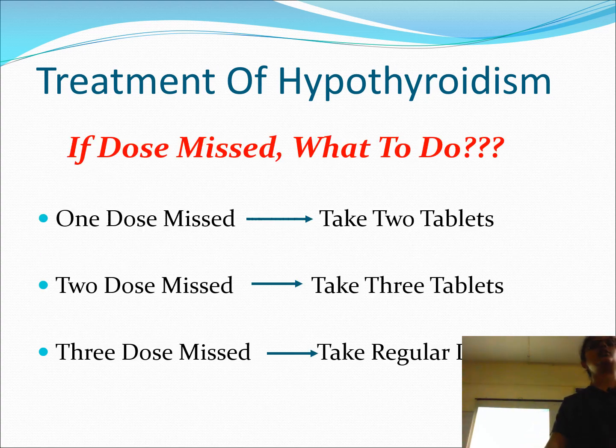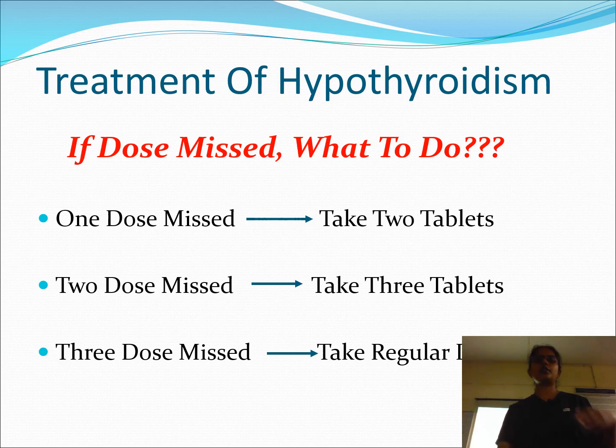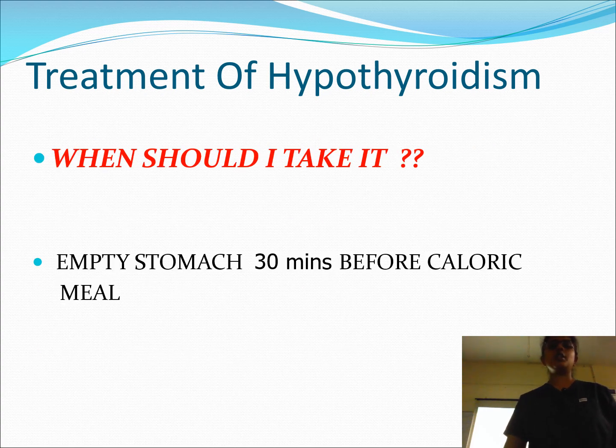If one dose is missed, then you should take 2 tablets on the next day. If 2 doses are missed, then you should take 3 tablets the next day. If 3 doses are missed, then you should start with the regular dose again. When should you take the thyroid tablet? It should be taken on an empty stomach, 30 minutes before the caloric meal in the morning.